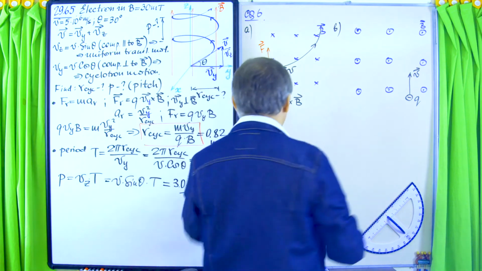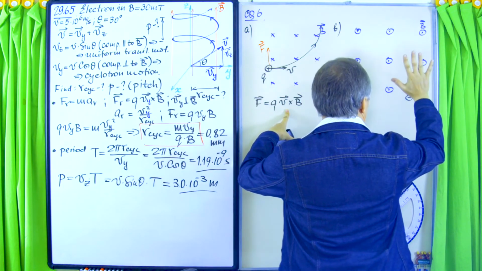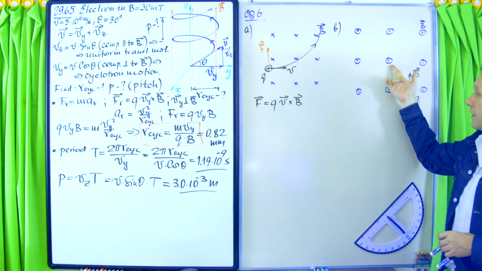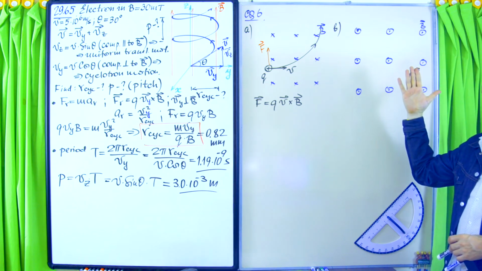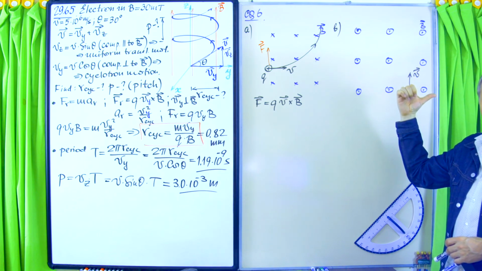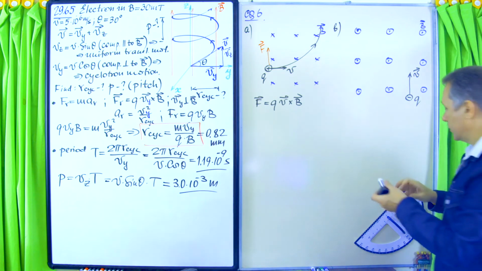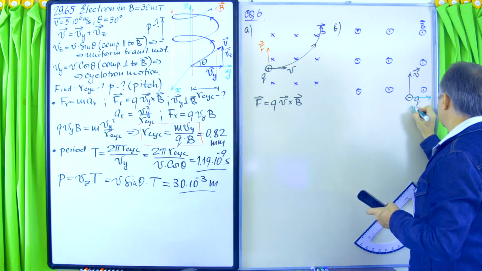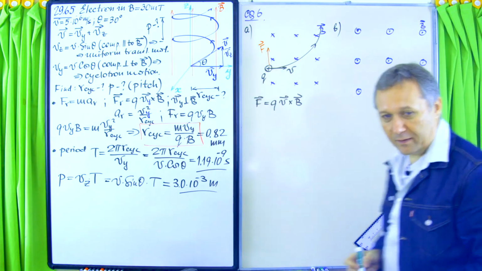So V cross B, again, V is up. This is the wrong orientation, so I need to position my hand like this so that I can bend my fingers towards B. So now I have to position my hand like this. So V cross B, and my outstretched thumb gives me the direction of V cross B, right? So this will be, let me use green, V cross B, right?